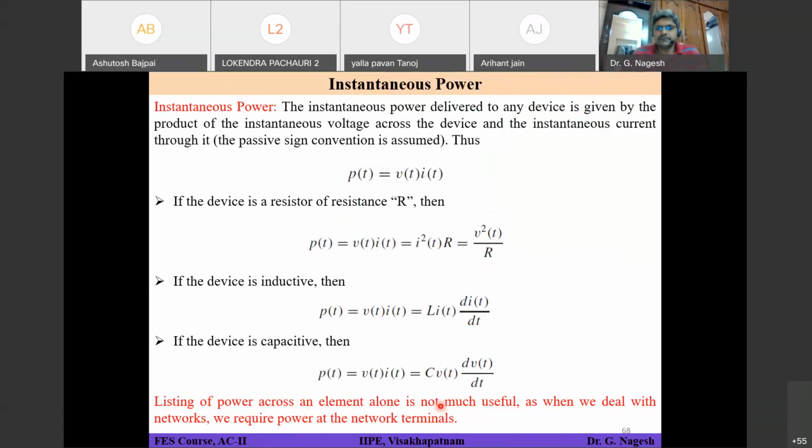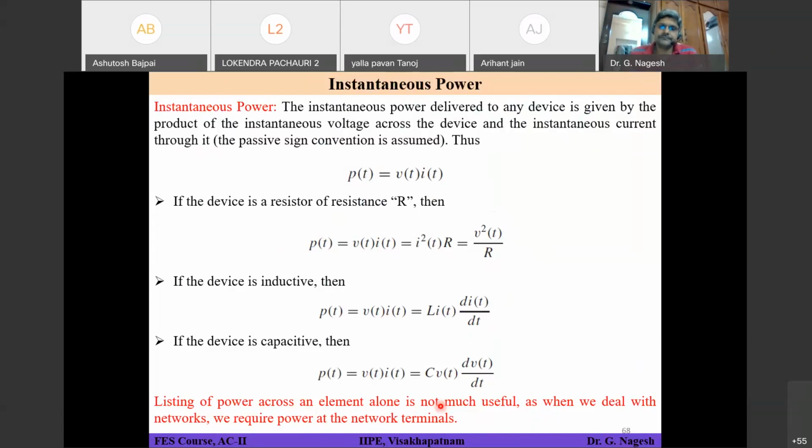Why are we calculating this power? Because if you allow more power to flow to one particular element, there is a chance that the element can burn, because of the heat generated within the element. So one should have an understanding of how much power this particular element can take, or how much power this particular element can withstand at different instants of time. Those calculations need to be done before you build a circuit.